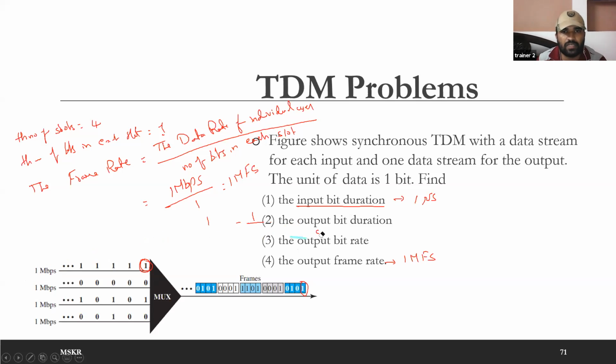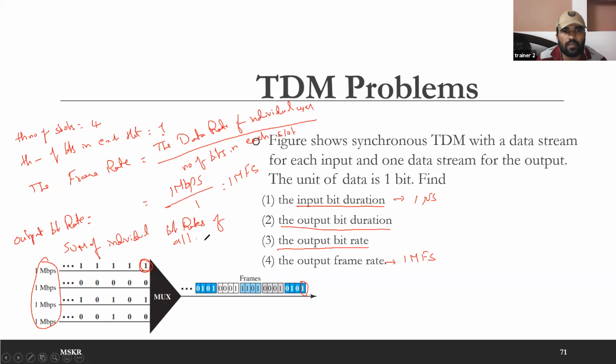Since it is a direct question, I don't want to show you here. Second question you need to find out is the output bit duration. You can find it easily if you know the output bit rate. In synchronous TDM, the output bit rate is always equal to the sum of individual bit rates of all users.